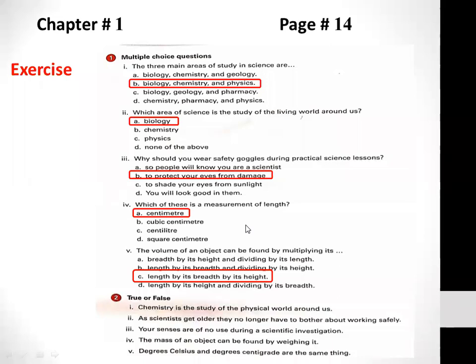So these are your multiple choice questions, and these are your answers. I hope that you understand these things and you mark all of them. Now come towards the true false statements on page 14.